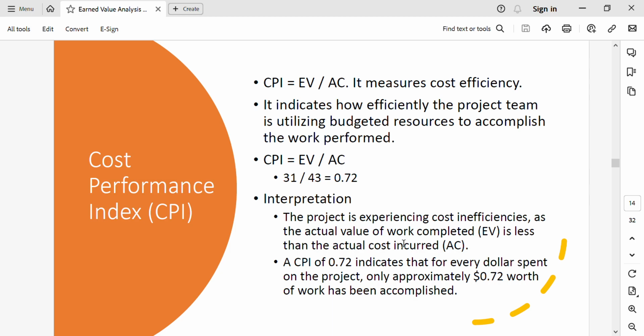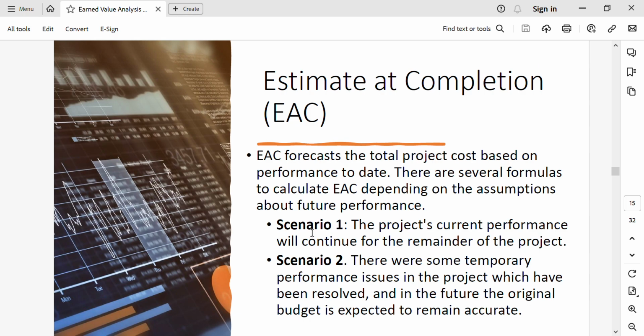This means the project is experiencing cost inefficiencies, as the value of the work completed is less than the actual cost incurred. A CPI of 0.72 indicates that for every dollar spent on the project, only 0.72 worth of the work has actually been completed. So again, these two indices also support the same finding which we extracted through the variance analysis.